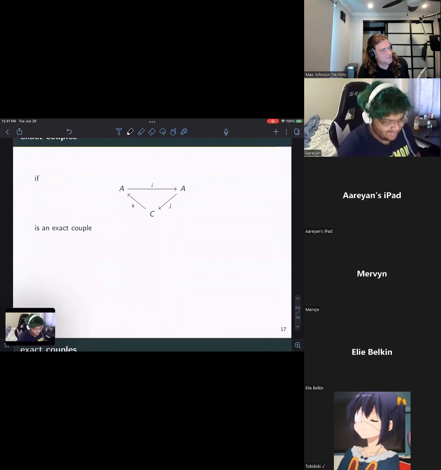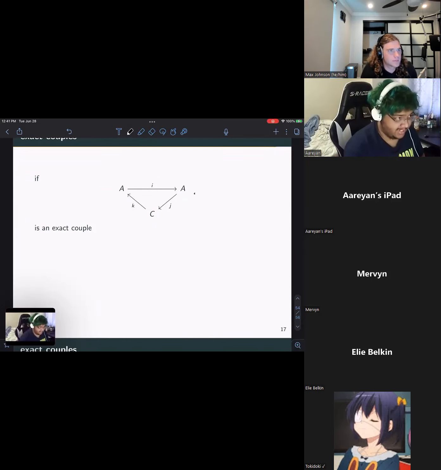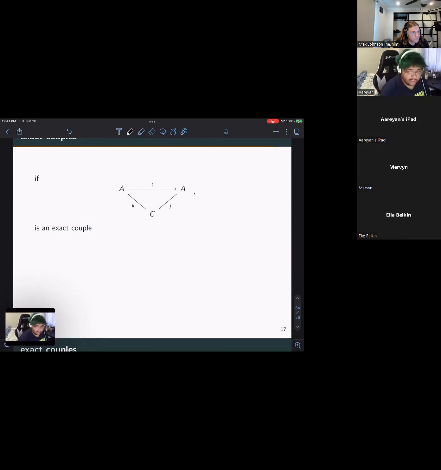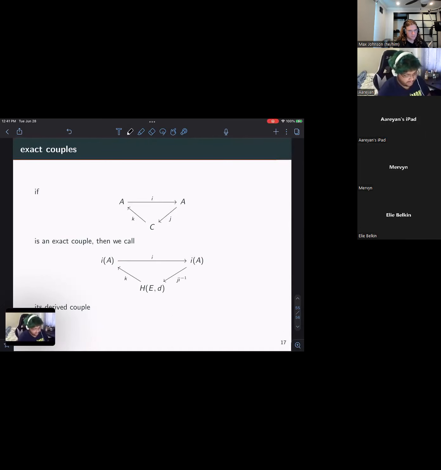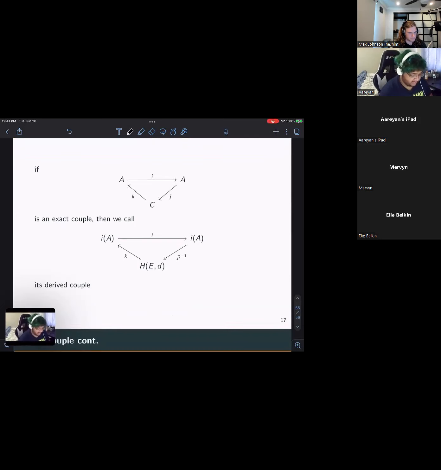All right, so we have this exact couple, which, as I defined before, is an exact sequence. What you can do from this is form what we call its derived exact couple. Quite simply, you replace A by the image of A under I, and then replace C by the homology of C with respect to D, where D was JK.